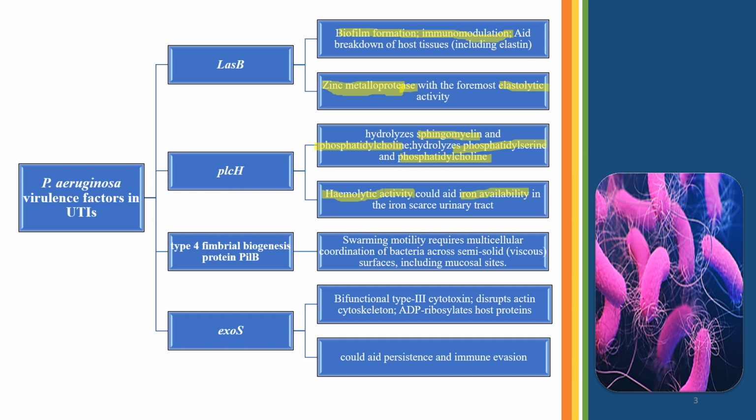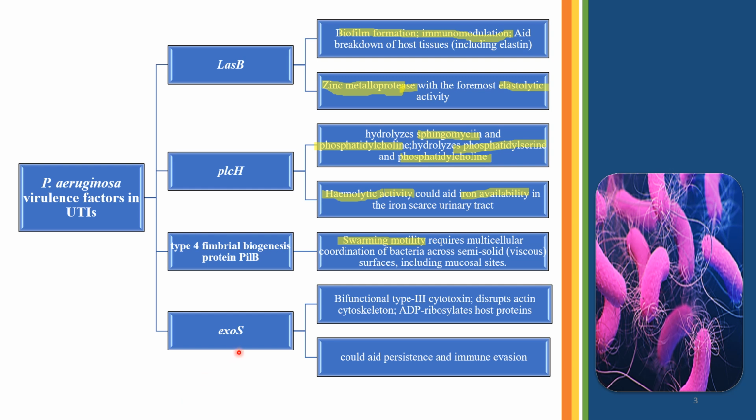The third factor is type 4 pili biogenesis protein PilB. It helps P. aeruginosa infection through motility, as revealed from its name. Swarming motility requires multicellular coordination of bacteria across semi-solid surfaces, including mucosal sites.